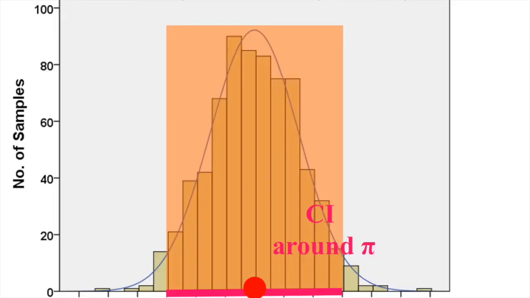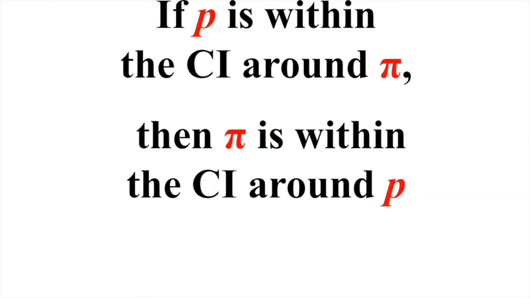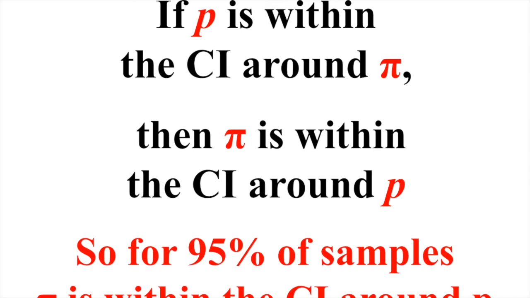Just to repeat the point of this little demonstration with the moving dot: when p is within the confidence interval around pi, then pi is within the confidence interval around p. So how many samples are within this? 95% of samples. That must mean that for 95% of samples, pi is within the 95% confidence interval around p.